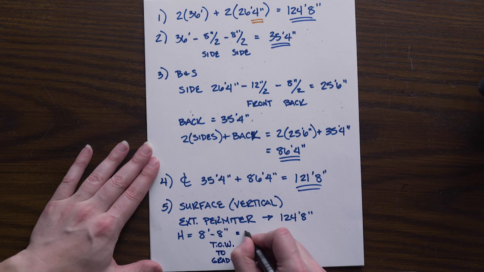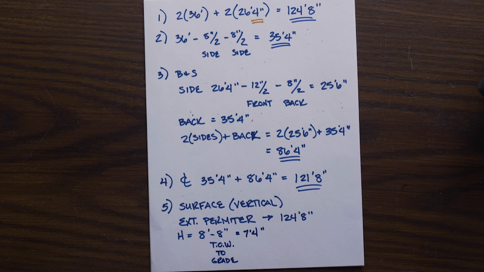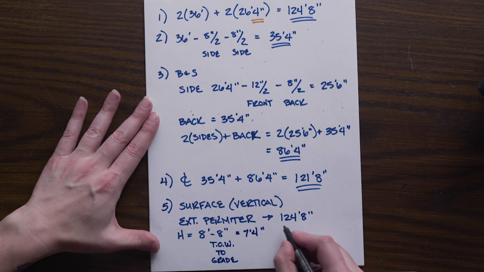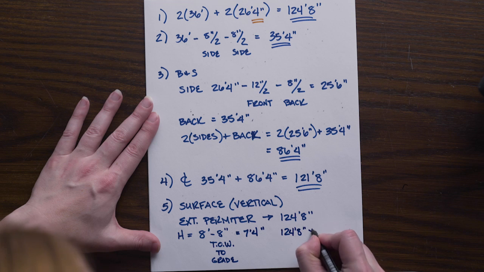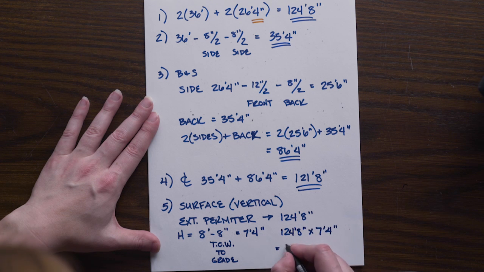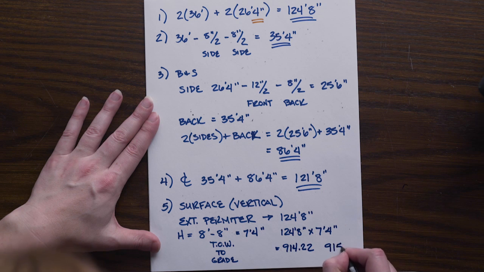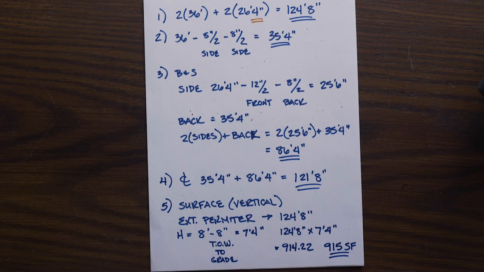And we get a height of 7'4". So for our surface area, if we take our 124'8" and multiply it by our 7'4", we end up with 914.22, or roughly 915 square feet. So that is where all of our damp proofing for our exterior foundation will occur.